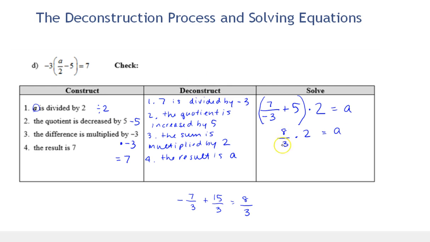And then to multiply a fraction by a whole number, you could think of the whole number as being over 1. You multiply the numerators, multiply the denominators, and we have 16/3 equals A. Okay. So now let's check our result. On the left-hand side, I am going to replace A with 16/3.